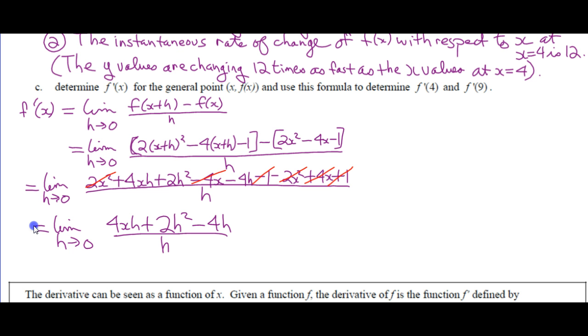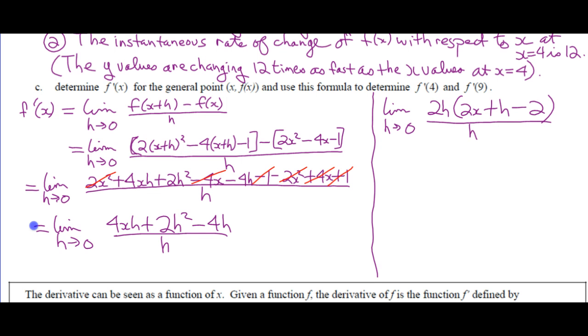So we can factor out a 2h out of the top. So over here, limit as h approaches 0 of 2h, and what do we get? 2x plus h minus 2. Okay, so is that right? 4xh, 2h squared, minus 4h. Yep. Over h. Oh, don't forget an equal sign here.